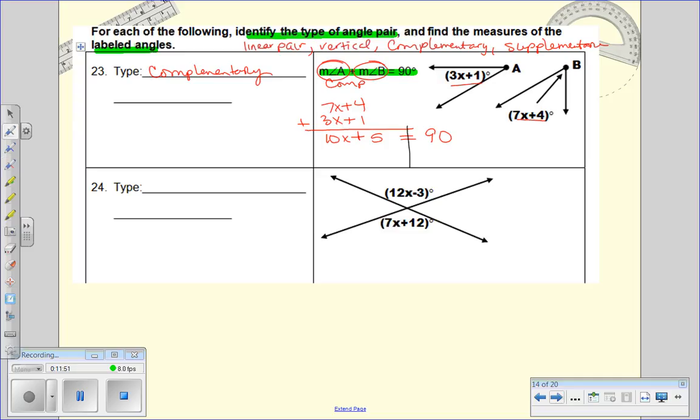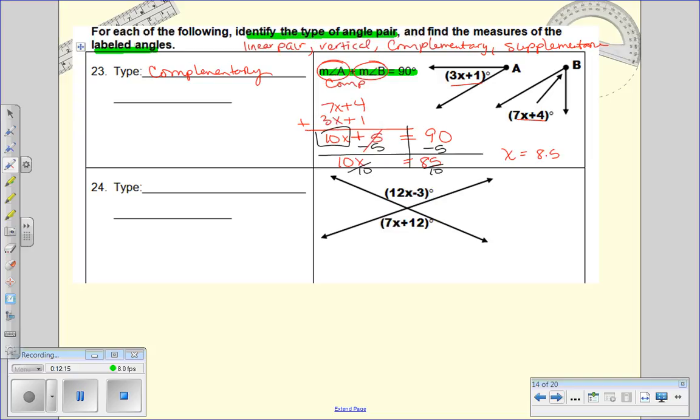Now let's solve. We're going to subtract 5 from both sides. That'll give us 10x is equal to 85. And then divide both sides by 10. And that will give us x is equal to 8.5.